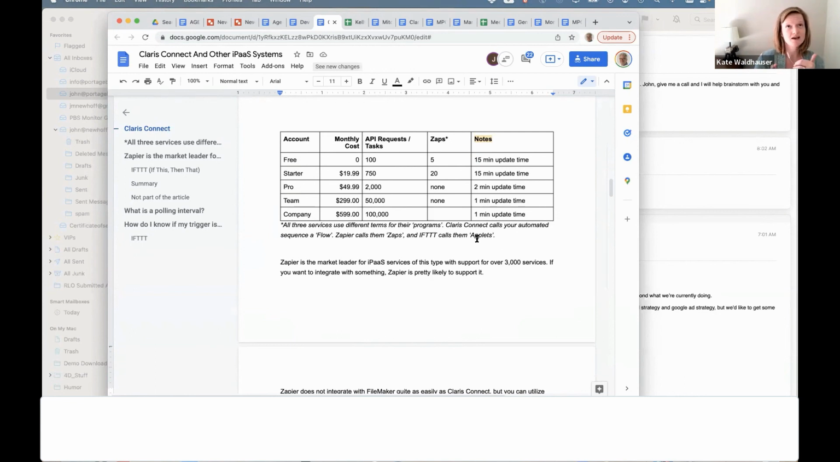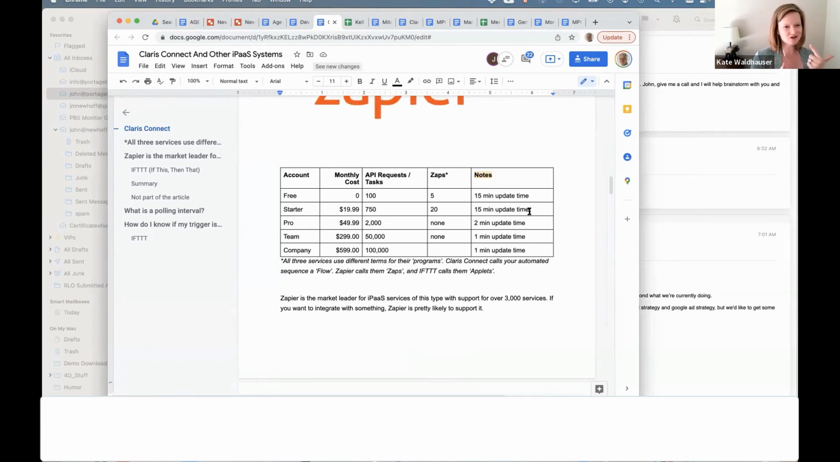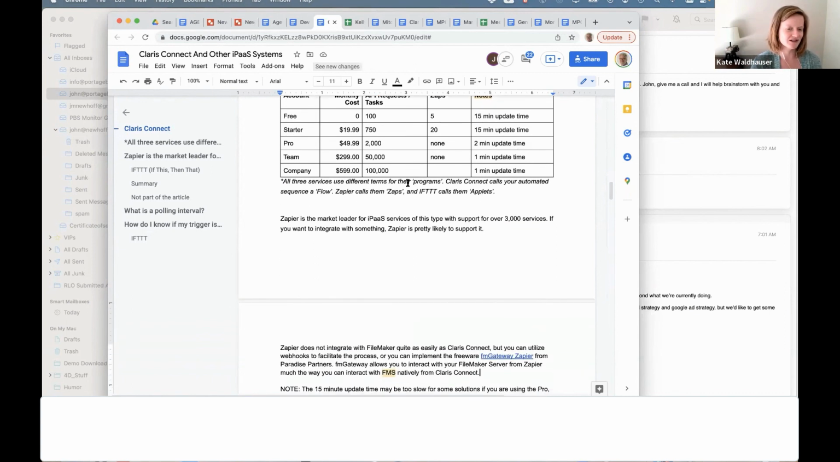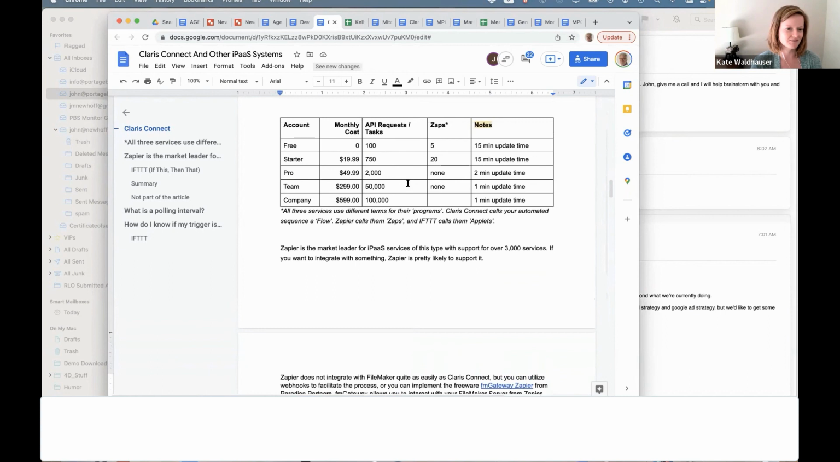Is that the difference with Claris Connect, because we are not limited by what app we can use? We can use any webhook. Yeah, you only get webhooks if you have the starter plan. So with the free plan with Zapier, you can't use webhooks. It's interesting to look into the more nuanced differences between these, because they're also unique in how they're priced and in their features.